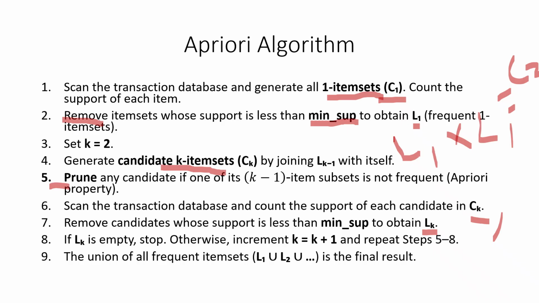Again I have to do the join operation. Again I have to calculate the CK like this. I have to increment the K value every time. I have to repeatedly do the operations until the LK is empty.